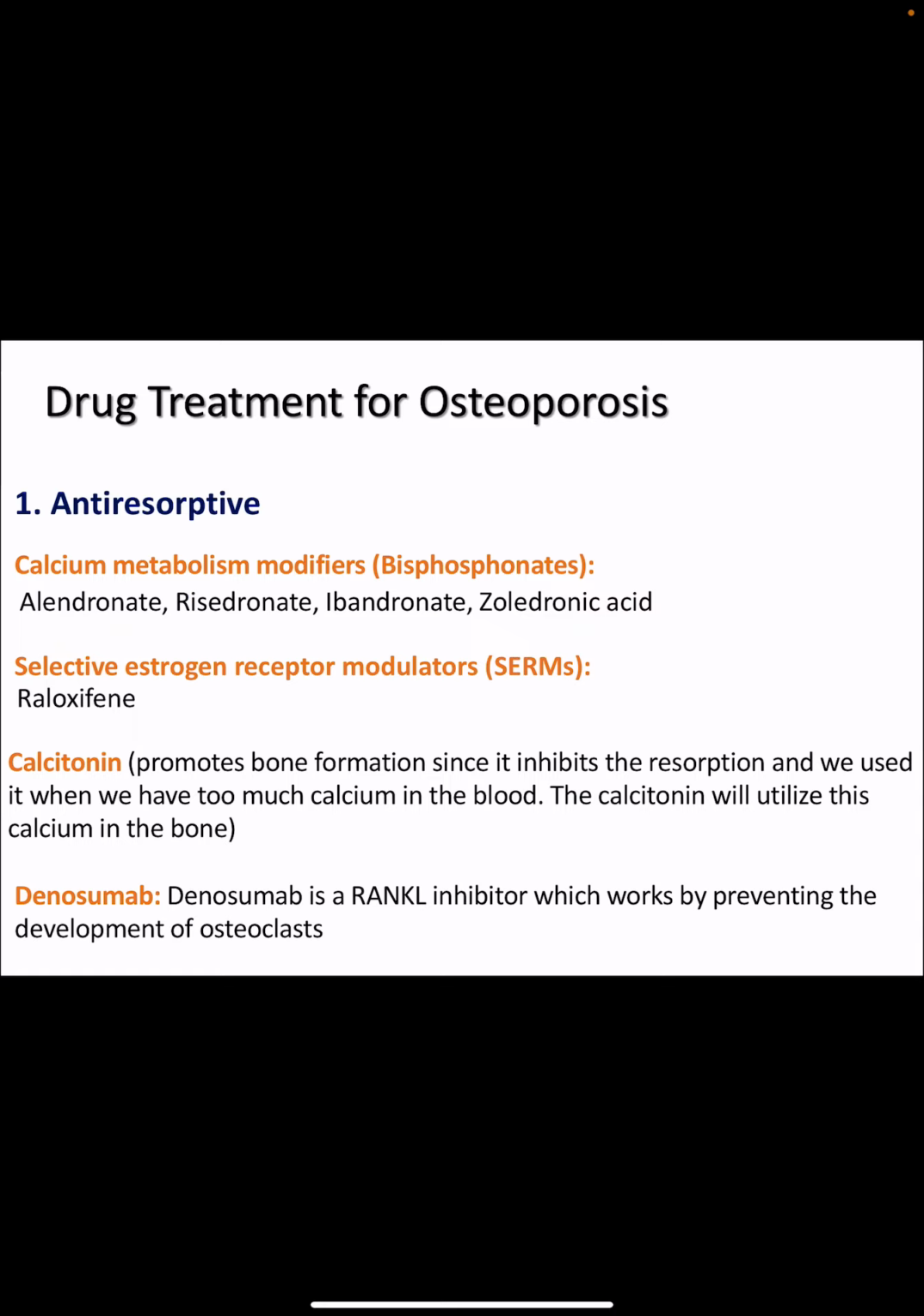What about anabolic? The site of action is what? Increase osteoblastic activity. That's it. And what's more popular is the anti-resorptive. What's taking the main share of the market in terms of treatment of osteoporosis is the anti-resorptive drugs, mainly something called bisphosphonates.